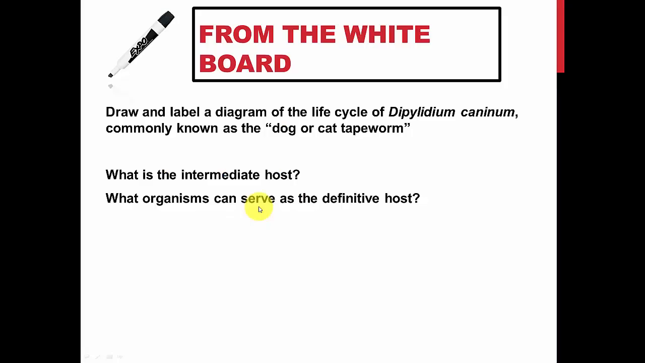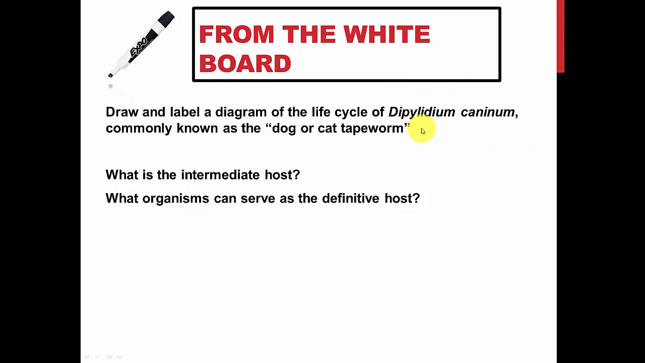So an example is from one of the more common types of tapeworms called Dipylidium caninum, more commonly known as the dog or cat tapeworm. So if you have a dog or cat, and if they've ever had tapeworms, then there's a good chance this was the species that they had. Very likely, the most likely species that they would have picked up.